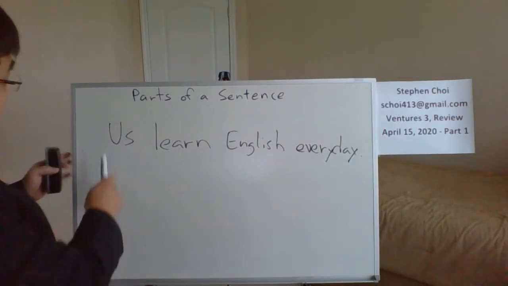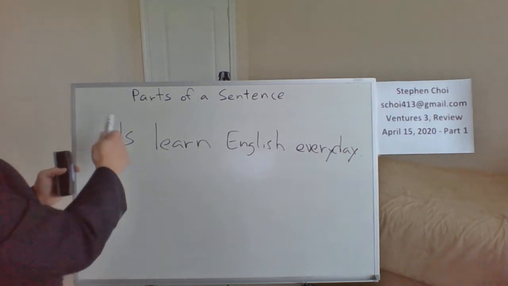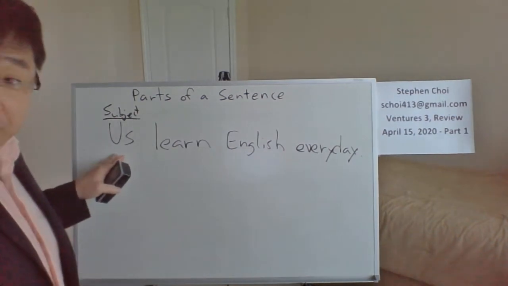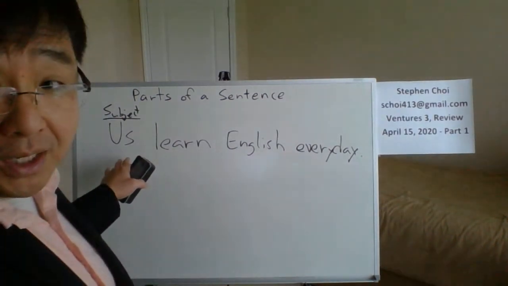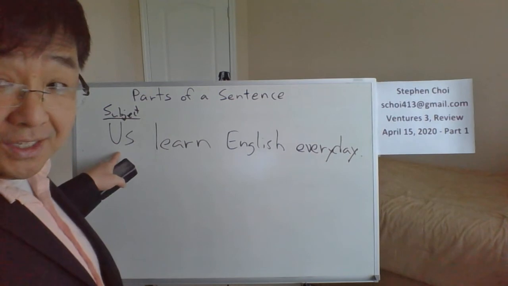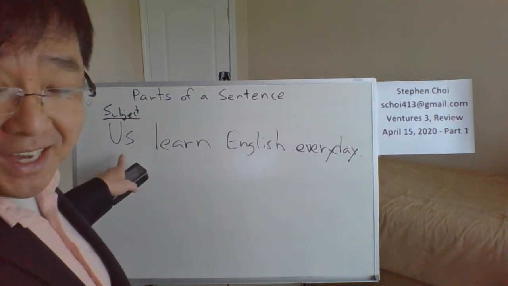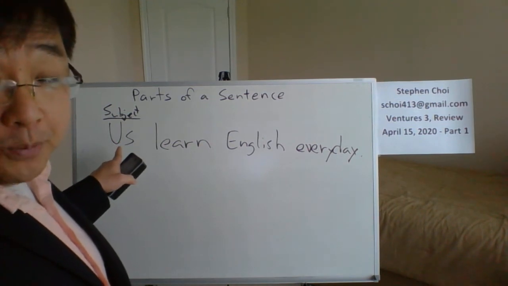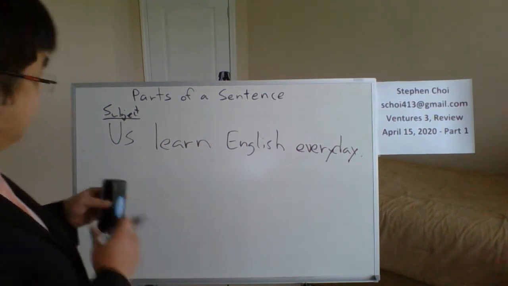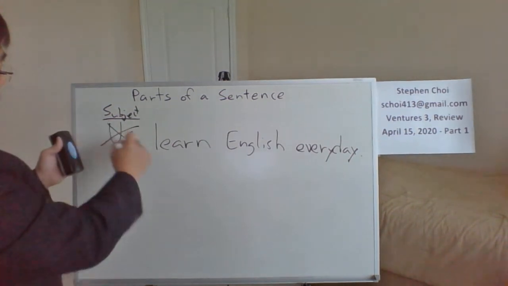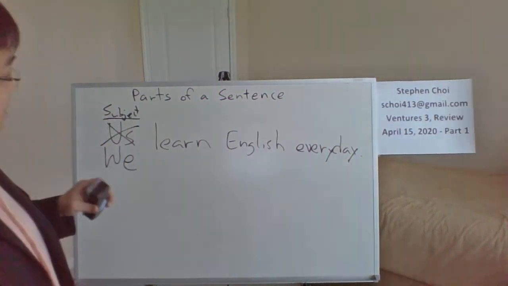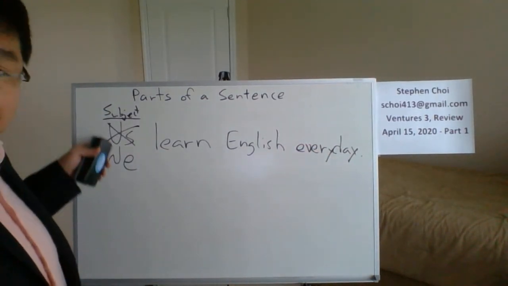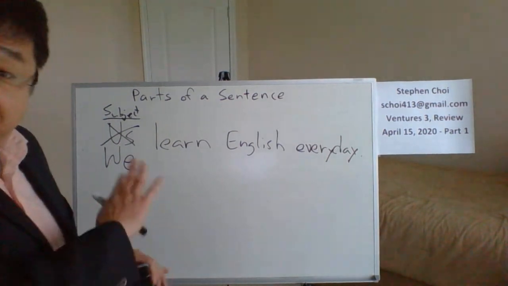Why? Because this should be the subject of the sentence. So we should be using a subject pronoun, but instead, what do we use? Us. Us is not a subject pronoun, right? That's the first person plural object pronoun. So we cannot use us. We have to use we. So we learn English every day. So we correct that part. Now this is a good sentence.